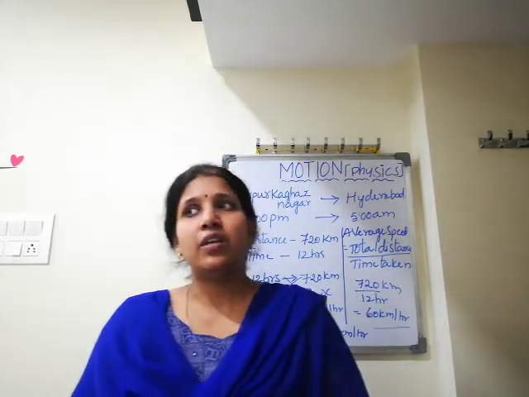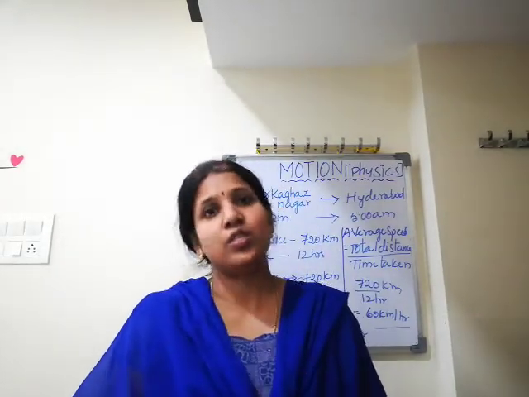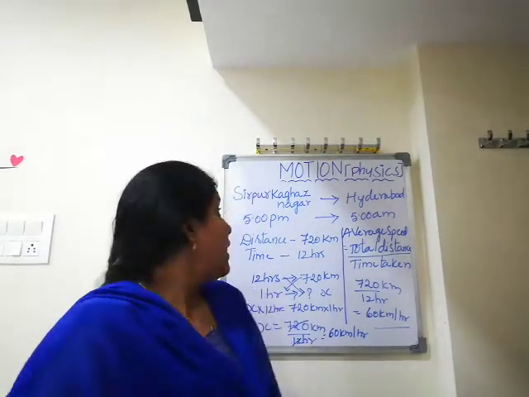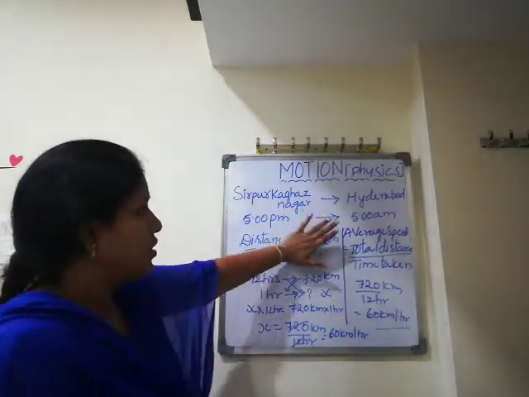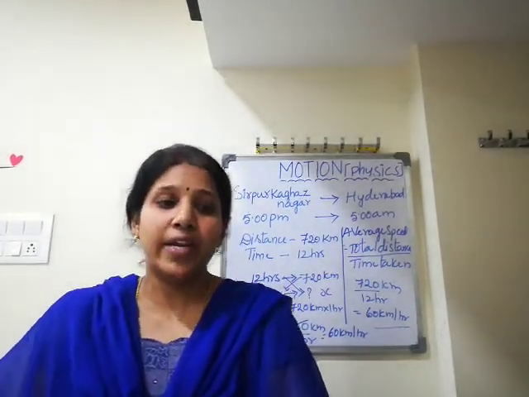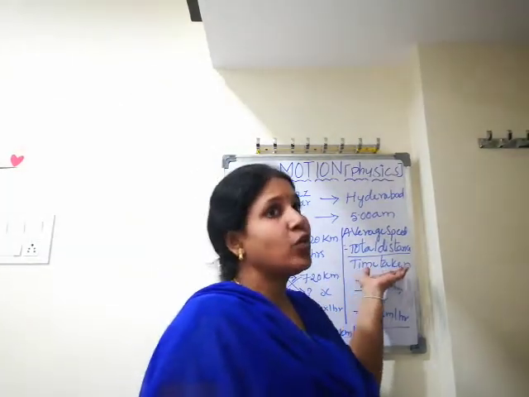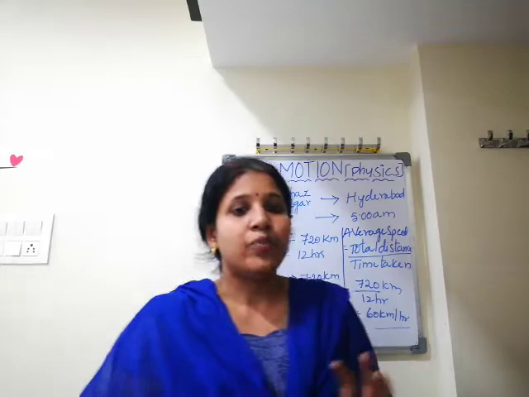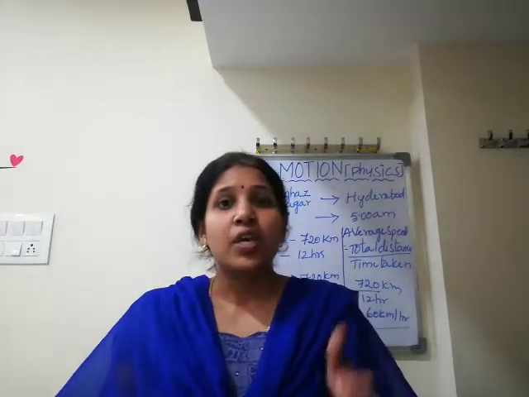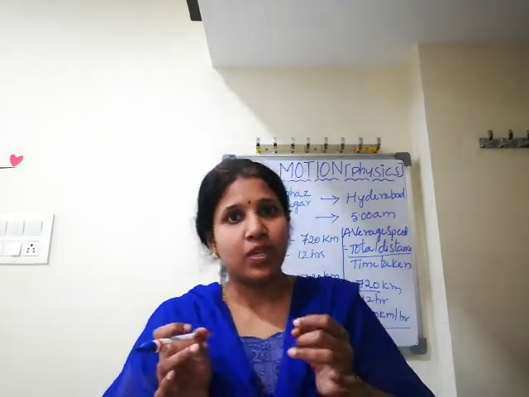So whatever we call speed in our daily life, the speed of the car, the speed of the bike, that is only the average speed. Clear? This is about average speed, and average speed is defined as the total distance covered by an object in unit time. The distance covered by an object in unit time is called average speed. Clear?